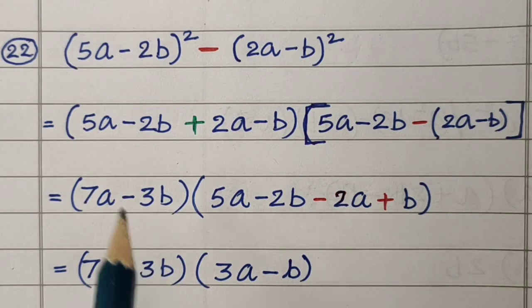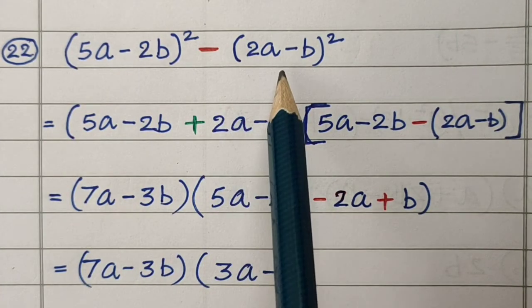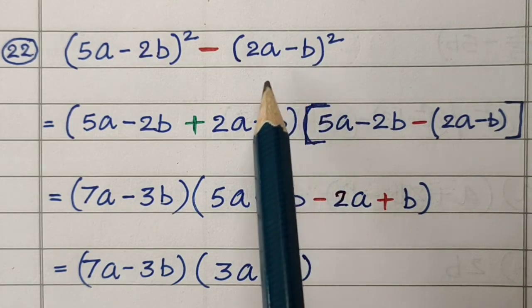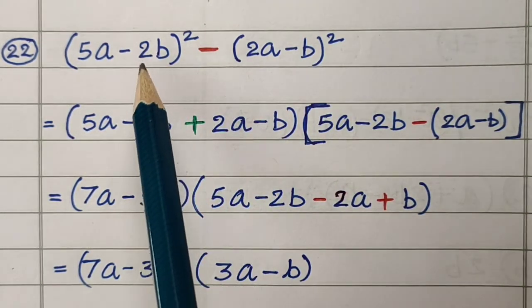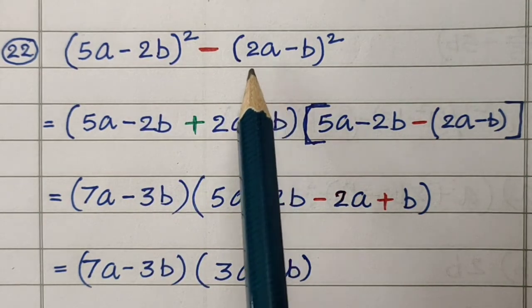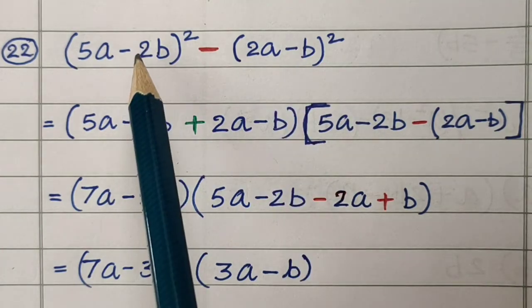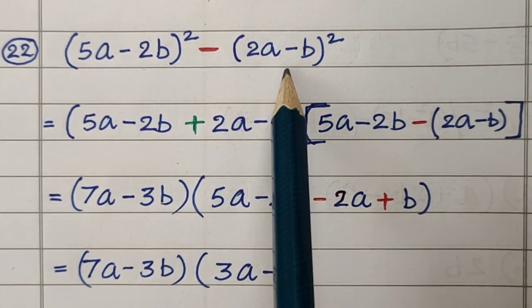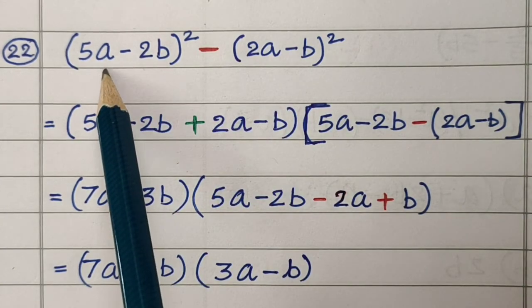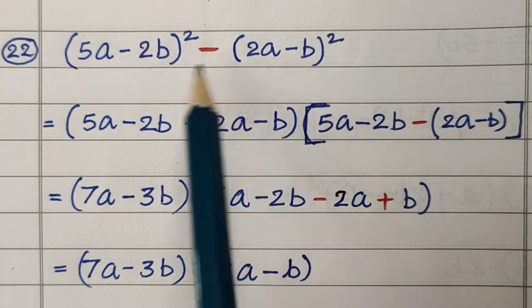Factorize (5a minus 2b) whole square minus (2a minus b) whole square. Even as soon as you see this, you may be tempted to expand these two. Just observe the minus sign in between these two expressions. This is in the form of a square minus b square. In place of a we have 5a minus 2b. In place of b we have 2a minus b.